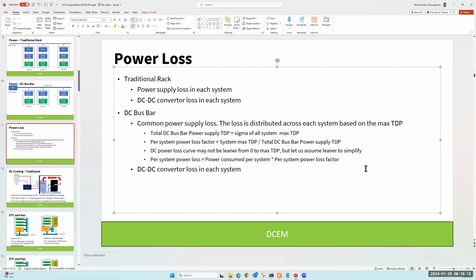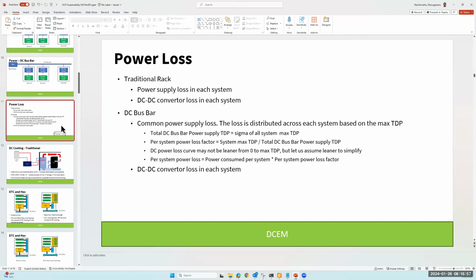So what I'm saying is, if you want to say actual power loss for a system, take how much power is consumed and just multiply with the loss factor. So we can basically simplify and say, if I have a traditional system, or DC bus power, or shared power, I can still produce a power loss per system. And the DC power loss that is within the system, we accounted for that. That sounds good.